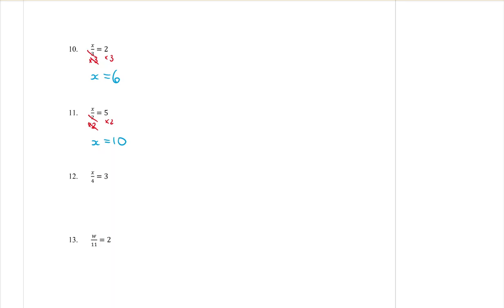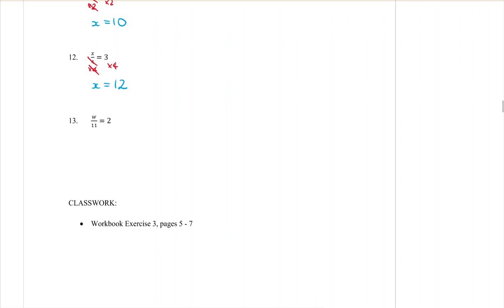X divided by 4, so opposite of divide is times by 4. Cancel the 4's off. X is by itself. 3 times 4 makes 12. 13, w divided by 11, so opposite is to times by 11. Cancel the 11's off. W by itself, and 2 times 11 makes 22.